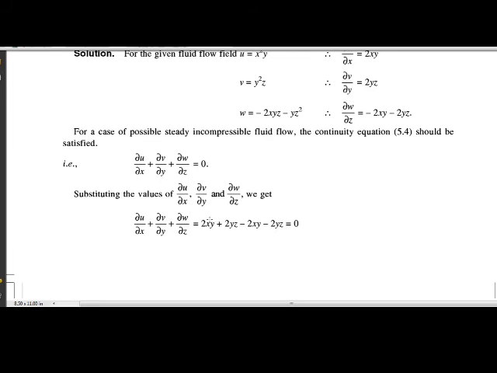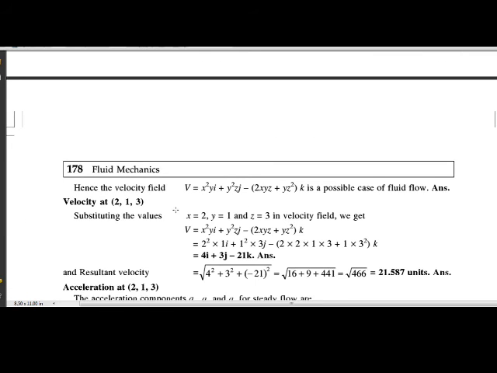Here the 2xy and −2xy cancel out, and the 2yz and −2yz cancel out. So the value of the equation will be equal to 0, and our condition is satisfied. So the velocity vector V = x²y i + y²z j − (2xyz + yz²) k is a possible case of fluid flow. This is the answer of our first question.